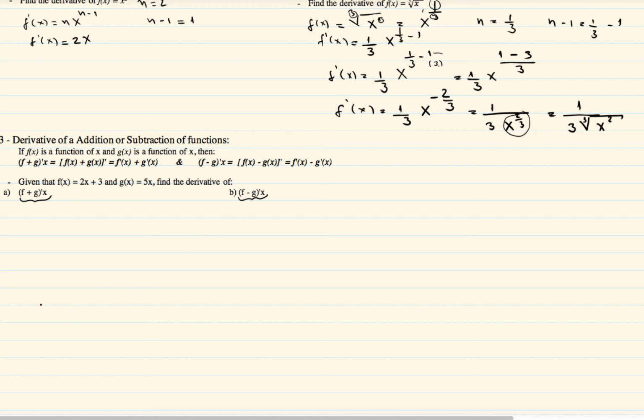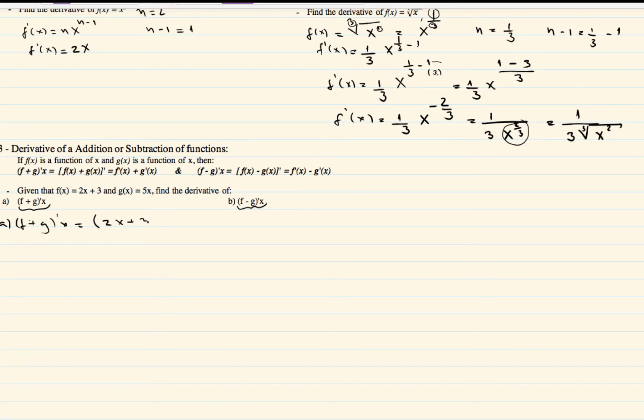So how to solve this? Well, for case A, we have f plus g dash of x. This is equal to 2x plus 3, which is our f, plus 5x, which is our g. All this is dashed. So we have this and this. They are summing up and giving us 7x plus 3. So now, what is the derivative of 7x plus 3?